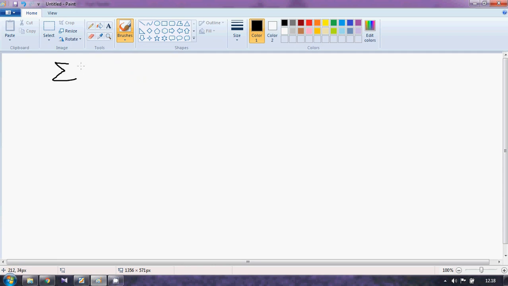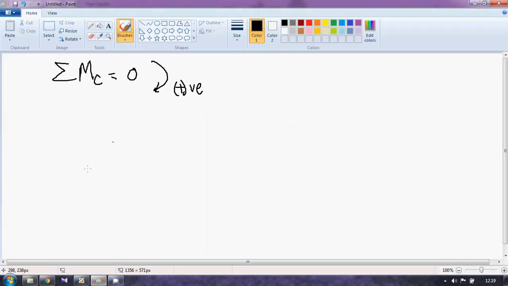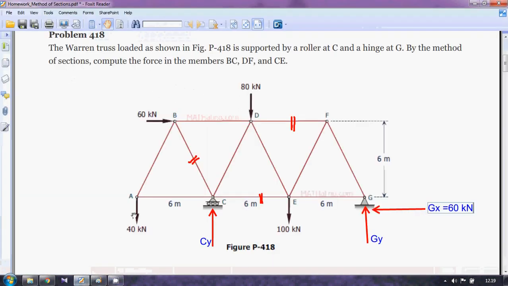So summation MC equals to 0, and I will take clockwise moment as positive. Okay, fine. So I will take a moment at C point, so Cy will not come. Okay, what about 40? This 40 kilonewton force, it will create an anti-clockwise moment with respect to C. Since I'm taking clockwise moment as positive, this 40 kilonewton will give me an anti-clockwise negative moment.